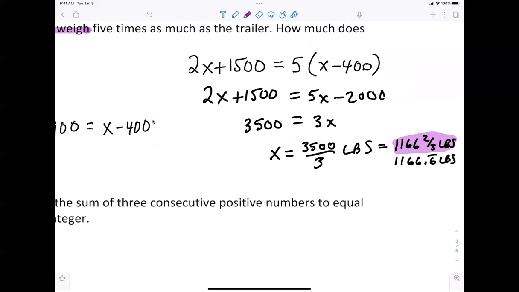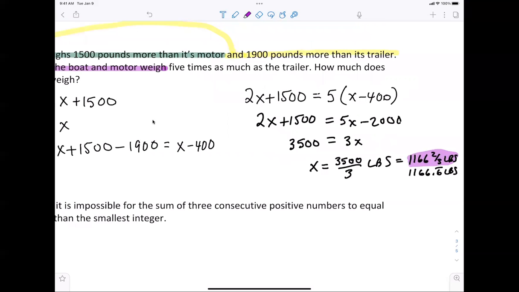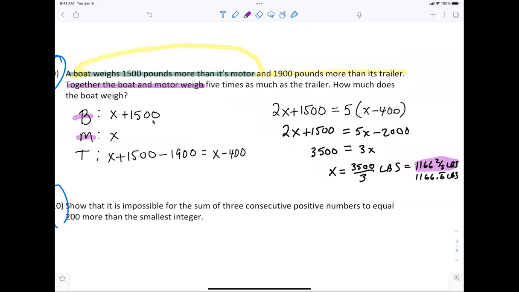So what exactly is that? That is the weight of the motor. Now the boat would just be 1,500 more than that. And then you would say pounds, and circle that and be proud of yourself, because that was the correct answer.